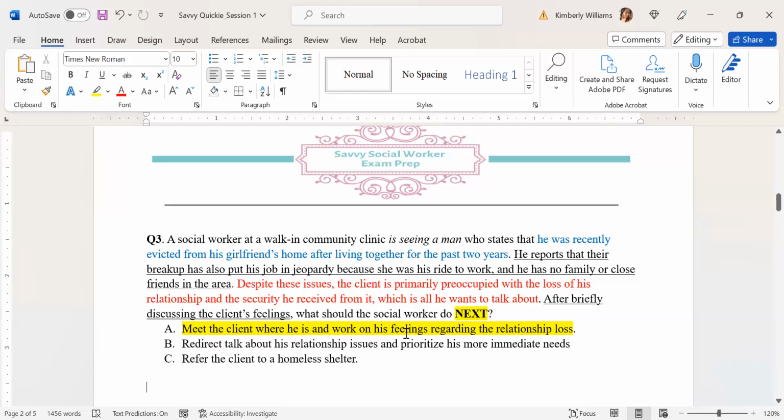Good point. So A is not the answer. So what would be the next answer? The next option, B, is the answer.